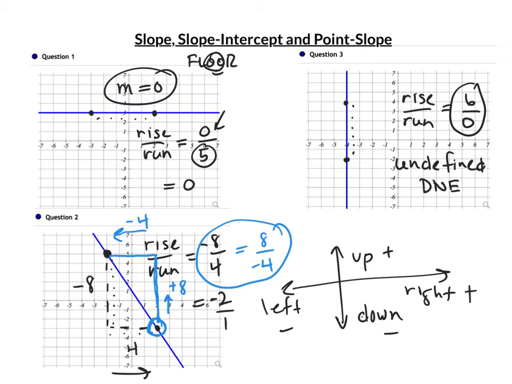Another thing to point out, students get confused with the idea of undefined and 0. They're completely different things. 0 is a slope. It's flat horizontal. It is a slope. A vertical line does not have a slope. It is undefined slope. They're totally different.